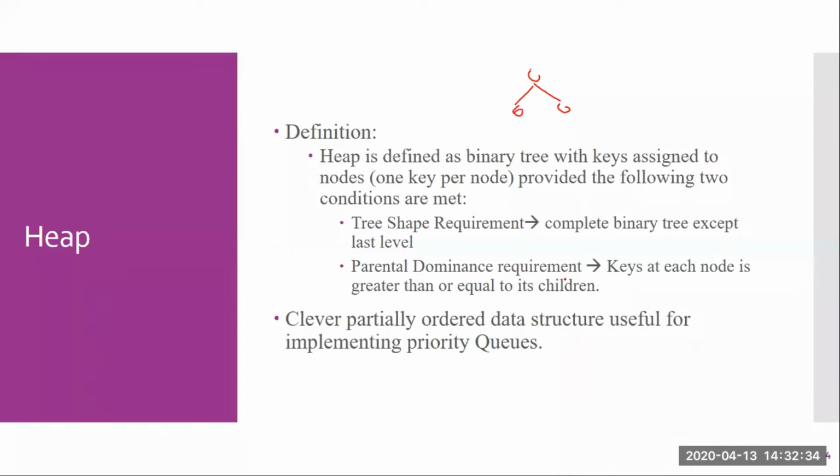The second one is the parental dominance requirement. It means the key of each node should be greater than or equal to its children nodes. Key is given at each and every node. Supposing this is 7, this is 6, and this is 5, then it is fine. The parent node is always greater than the child node. So that is how it has to happen. So a heap is also a clever partially ordered data structure useful for implementing priority queues.